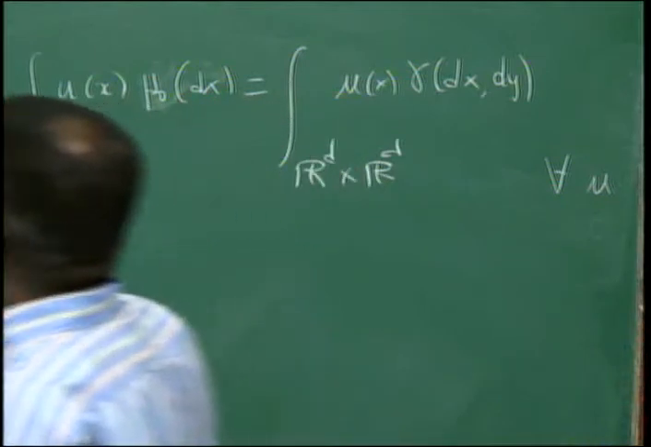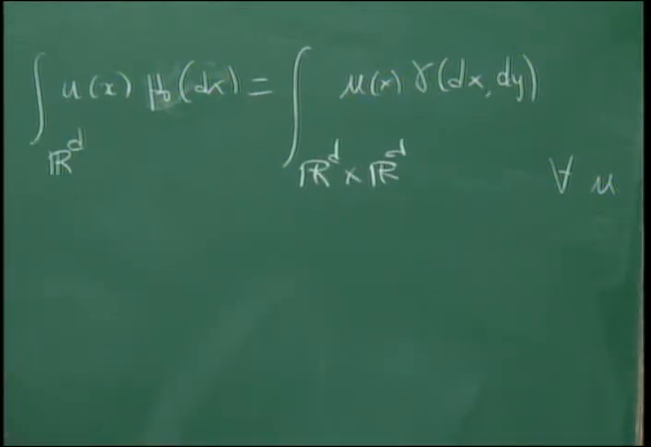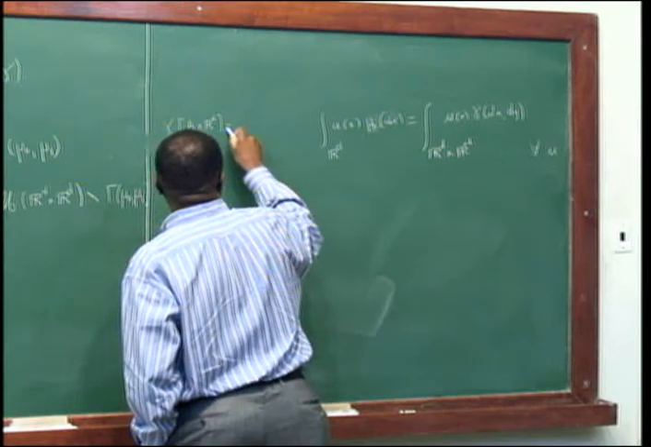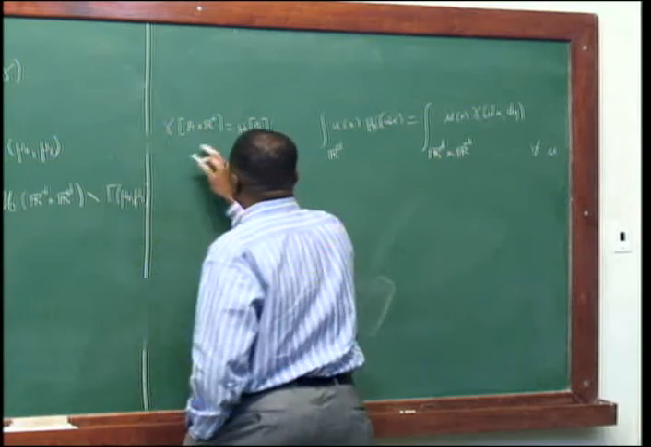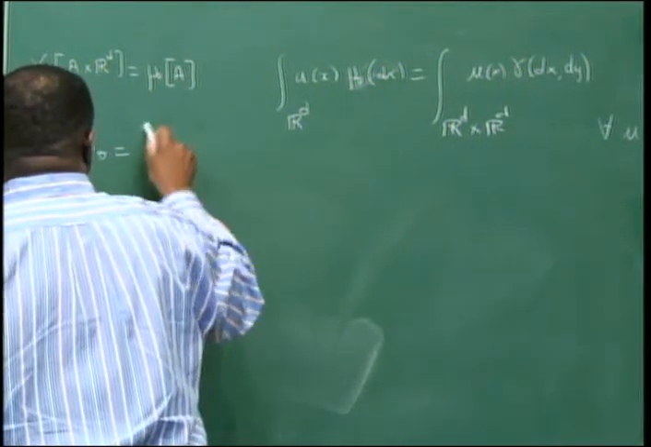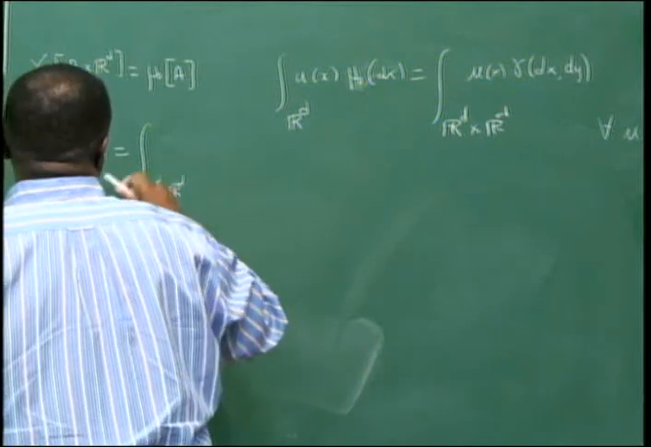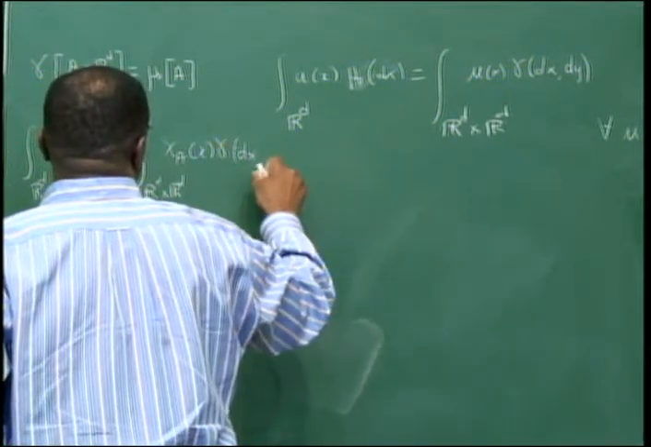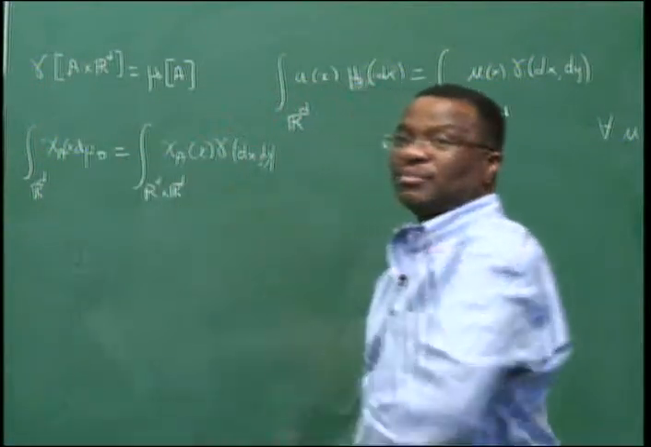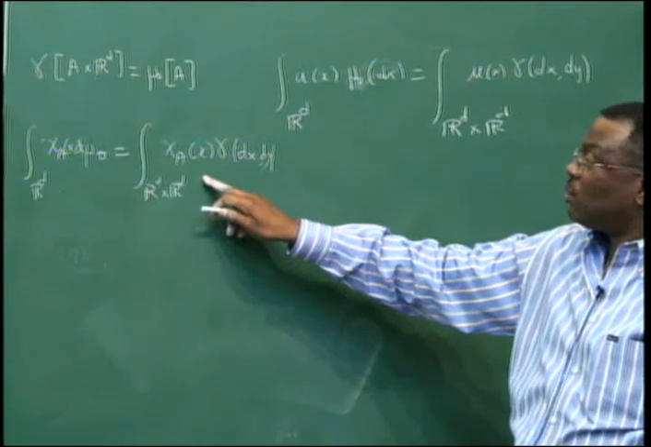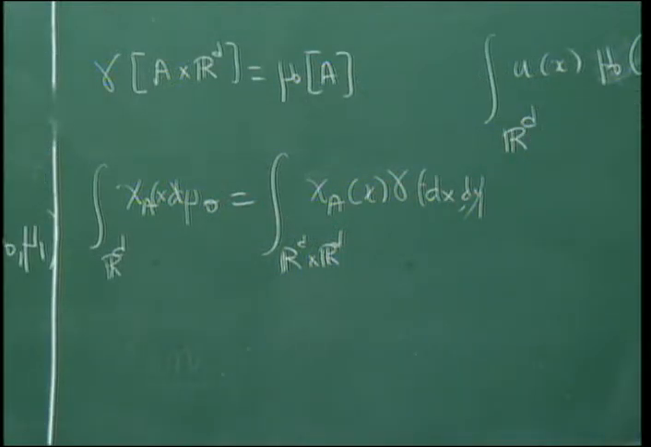Okay. So the fact that the first marginal of gamma is mu naught is telling me that gamma of A cross R^d is mu naught of A for every A. So if I rewrite this, it is telling me that the integral over R^d of the characteristic function of A d mu naught is the integral over R^d cross R^d of the characteristic function of A of x d gamma(x,y), right? This is that, that is that. So saying that this holds for characteristic functions, since every function can be written as a combination of characteristic functions, this is equivalent to this holding for every function. And so these two conditions are equivalent. Okay.